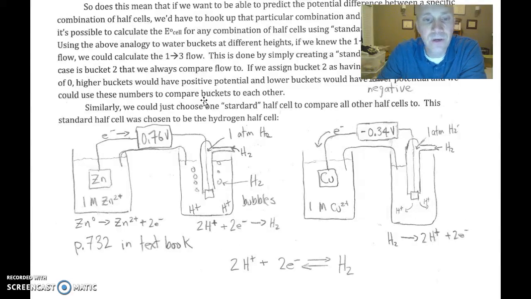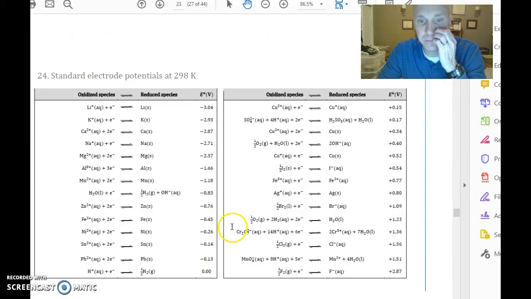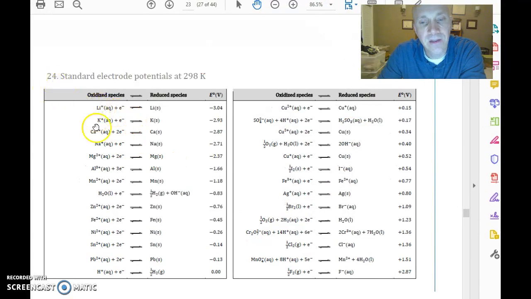All right, so we can do this with all different types of half cells, and the data for this is listed in table 24 of your booklet, and here are all the voltages that have been measured.